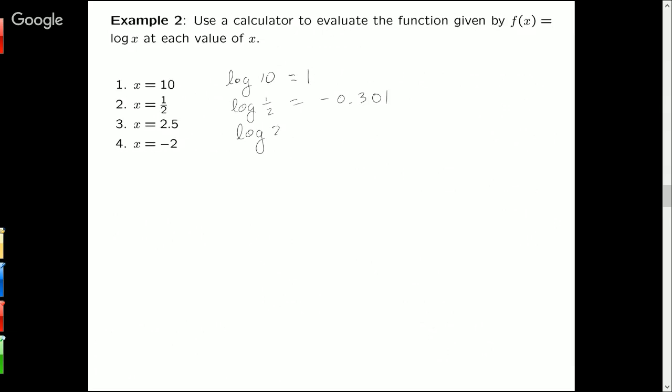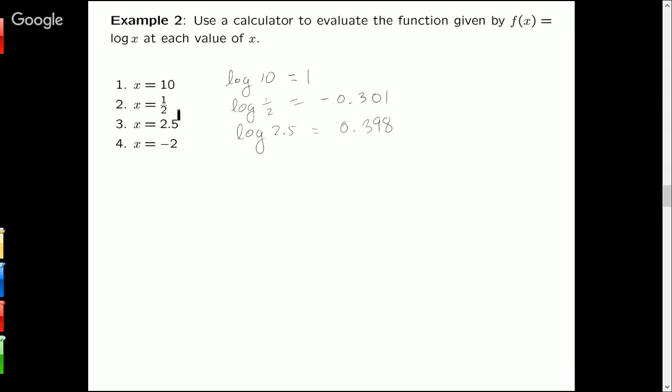How about log of 2.5? 0.398. Was it 3 decimals or just rounded? 398. And what was the fourth one after the 398? Oh, 397. Oh, 398. Okay. Yeah, we'll keep it to 3 decimals, not that it specifies it.